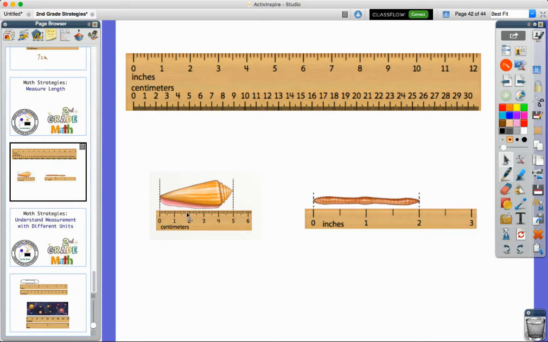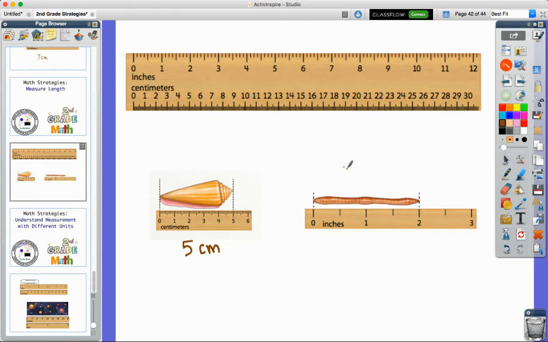So there's 1, 2, 3, 4, 5. There's 5 centimeters. Again, they use those lines to draw and help you see that things have to be lined up. All right. So this would be 5 centimeters. I want to put that down here. Again, we can use our abbreviation CM to represent centimeters.